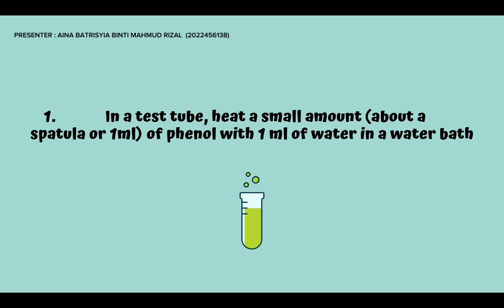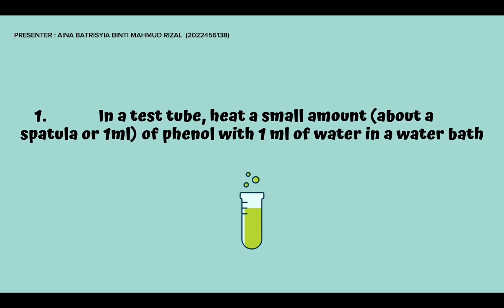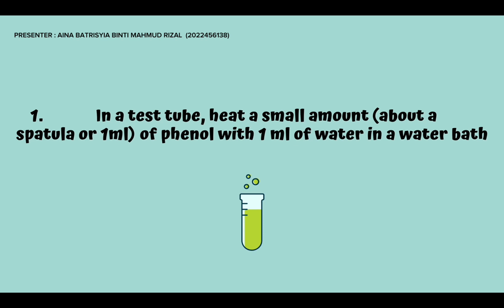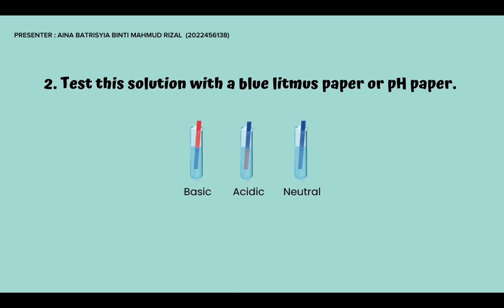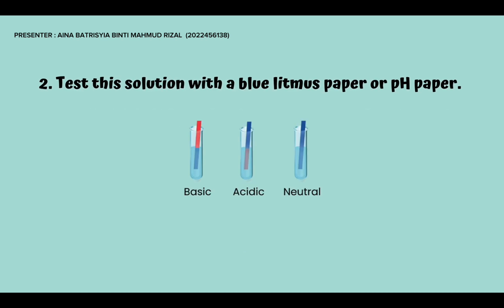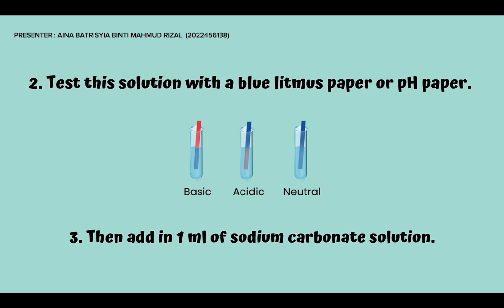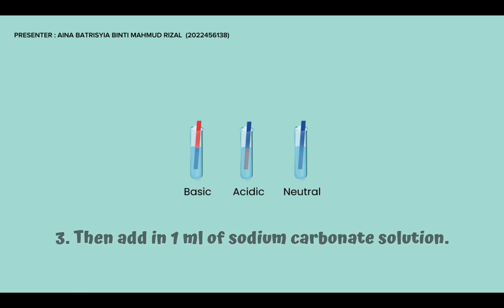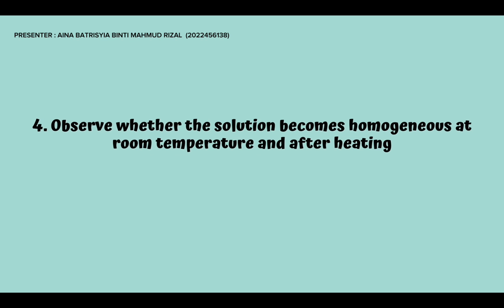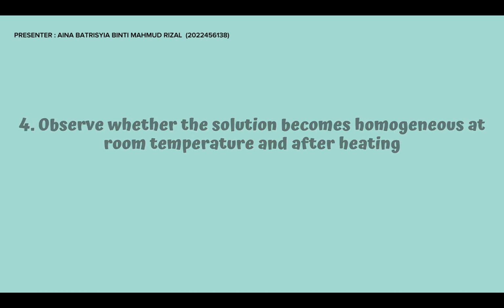Solubility and pH of phenyl. In a test tube, heat a small amount, about a spatula or 1 ml, of phenyl with 1 ml of water in a water bath. Test the solution with a blue litmus paper or pH paper, then add in 1 ml of sodium carbonate solution. Observe whether the solution becomes homogeneous at room temperature and after heating.